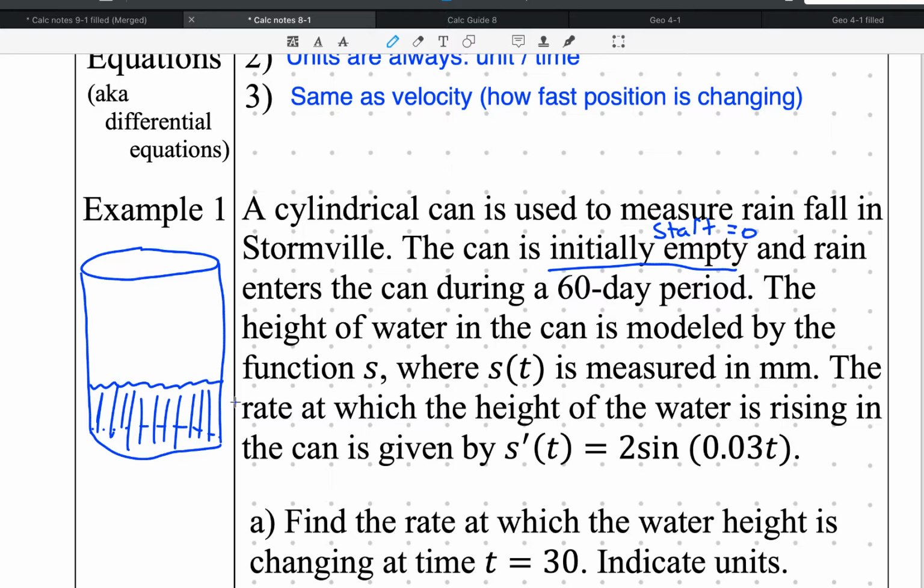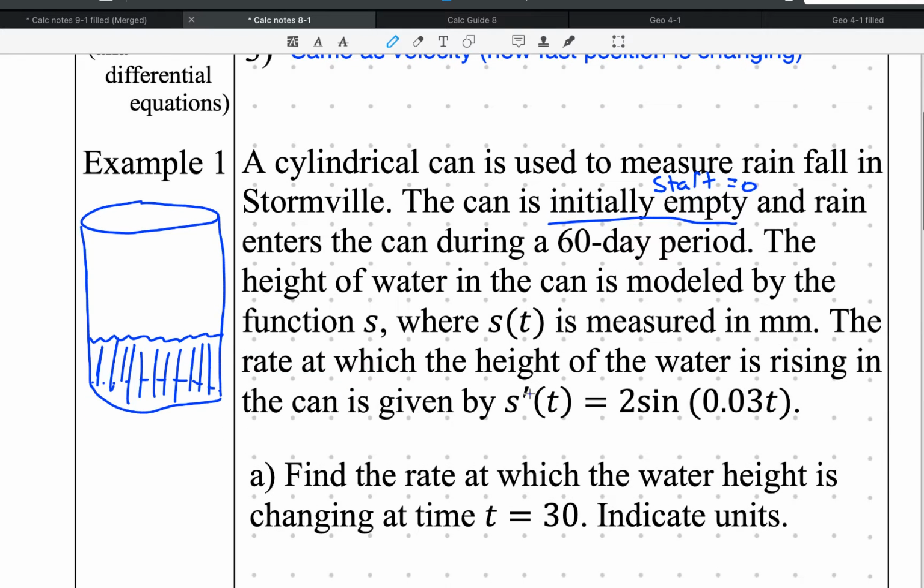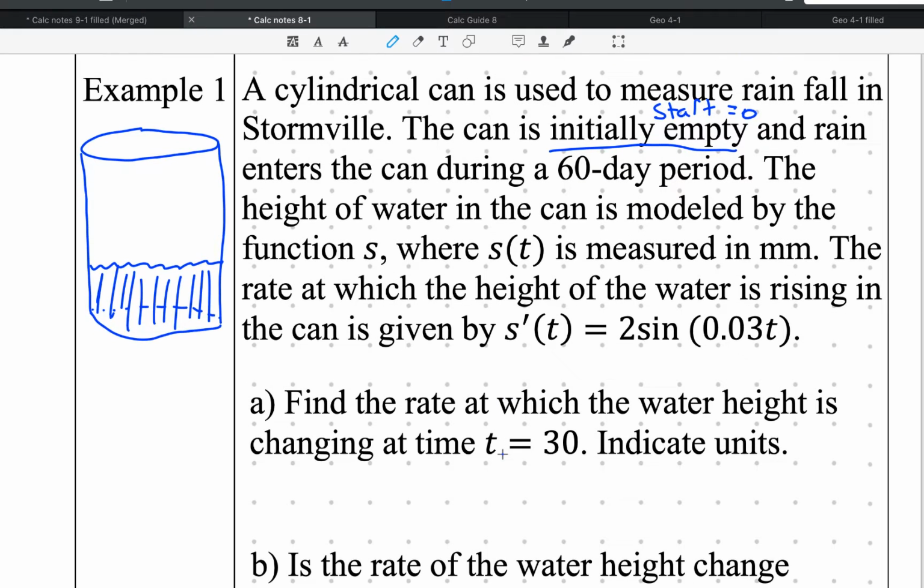So we're basically given a velocity of how fast this water is entering the can, or how fast the water is rising in the can. Let's read our question. The first question is, find the rate at which the water height is changing at time equal to 30 days. No, 30 hours? What are we talking about here? It says days, because it says 60-day period, so I know that I'm talking about days here.